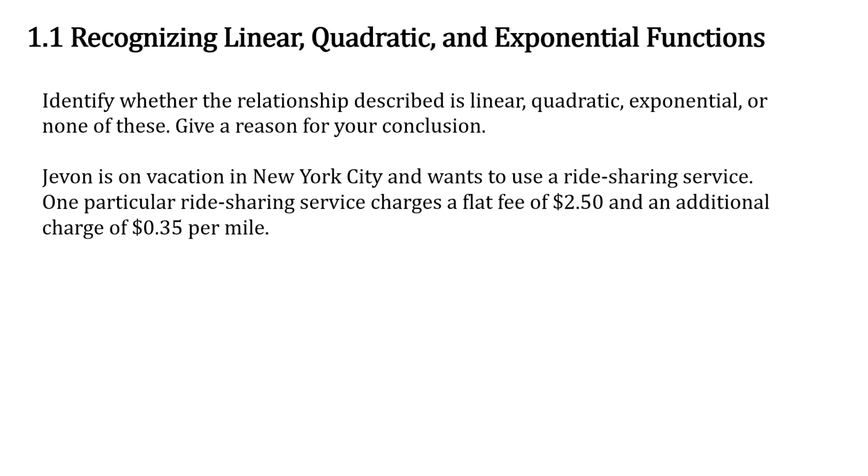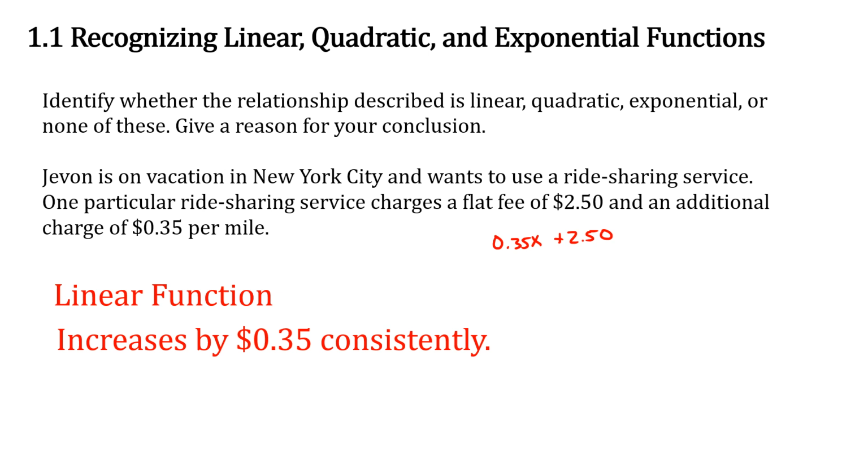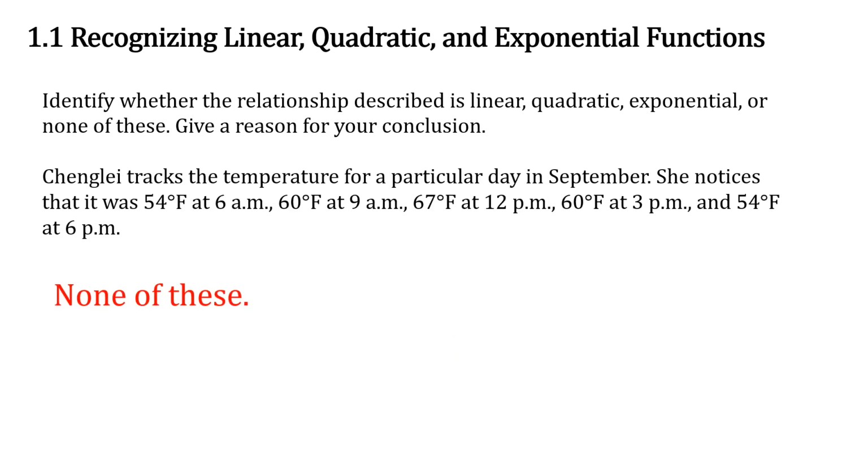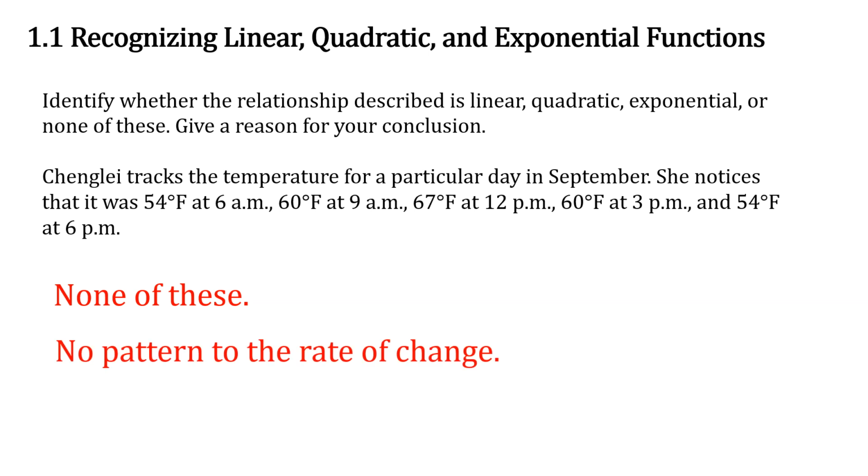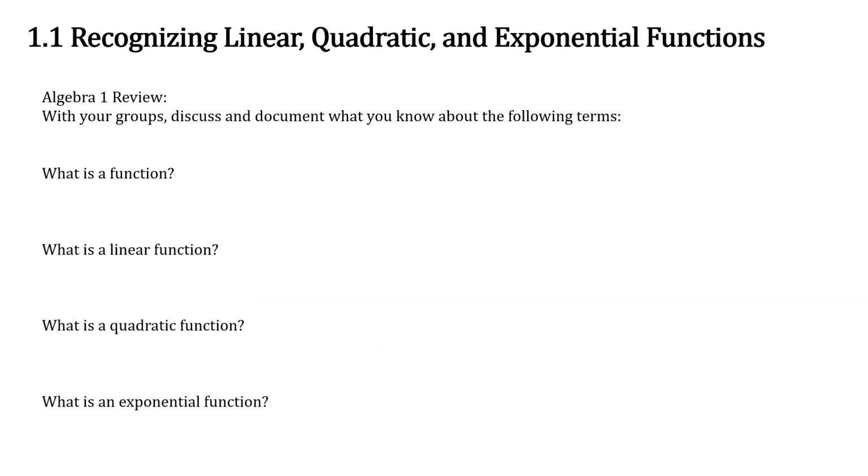Our linear is we start with $2.50, and our miles are being multiplied by 0.35. So that's a good old-fashioned linear. This one, we just had no pattern to the rate of change at all. Okay, there's that same one. The function, we have now what our linear function is, quadratic function, and we should be all good. There you go.